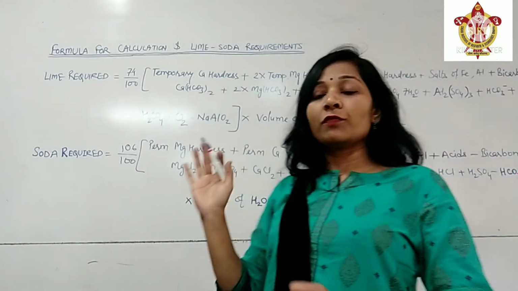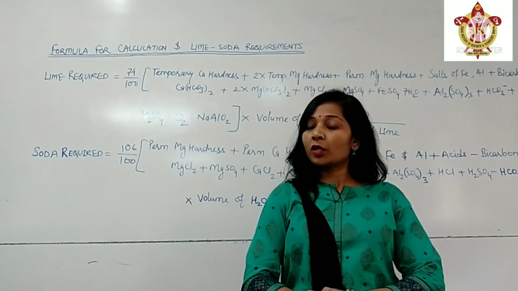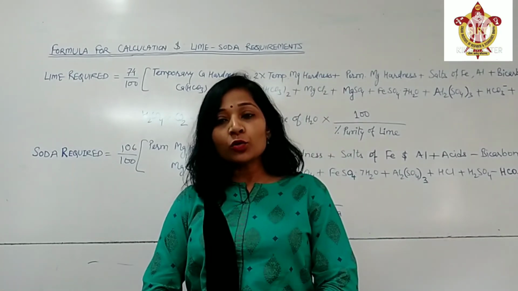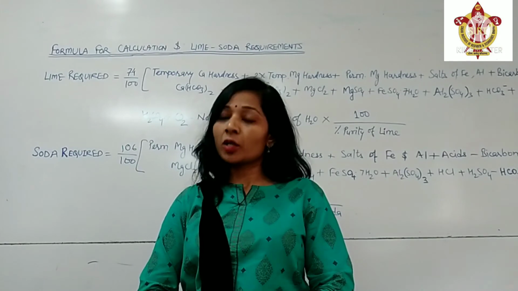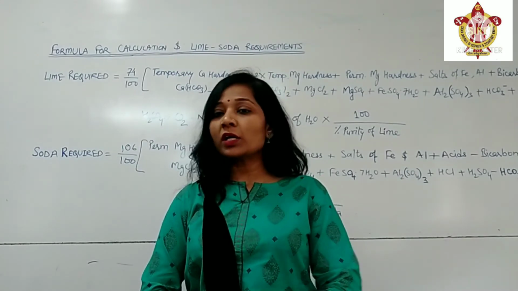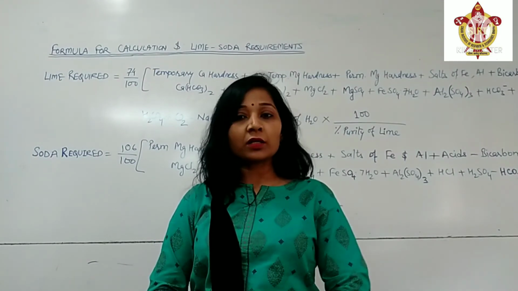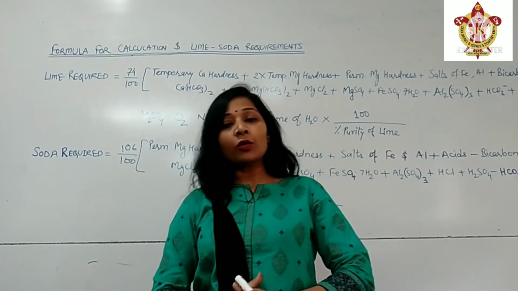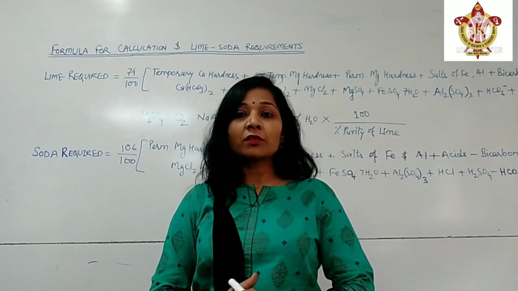These are the formulas which must be used for the calculation of lime and soda requirements. One point to be noted is that the values which are used here must be in the form of calcium carbonate equivalents, and the conversion of given quantities into calcium carbonate equivalents is done by the multiplication of the quantity with its multiplication factor. We have learned how to convert the quantities into calcium carbonate equivalents in the previous video.